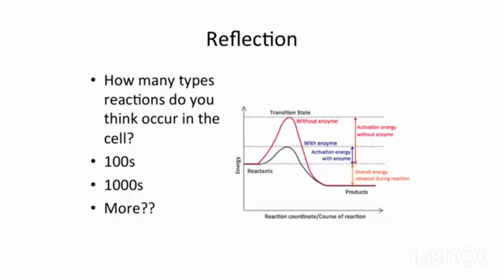So if you stop and think, there are a lot of reactions that go on in the cell. How many different types do you think actually occur? Hundreds? Thousands? More. And all of them are using this fundamental strategy of stabilizing the transition state.